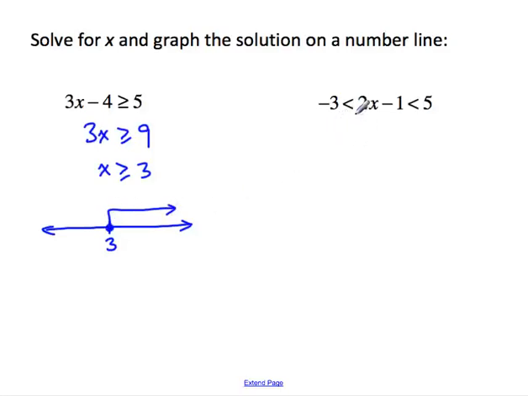Let's look at a slightly more complicated one that has 2 inequality signs. The rules still apply.